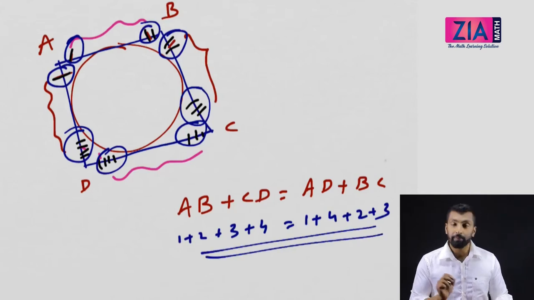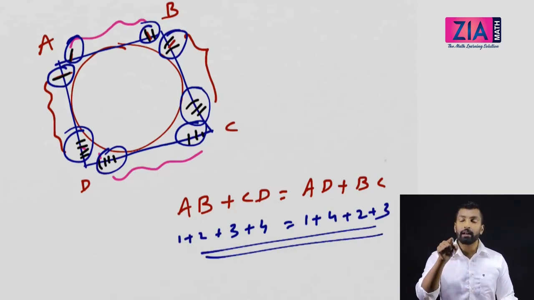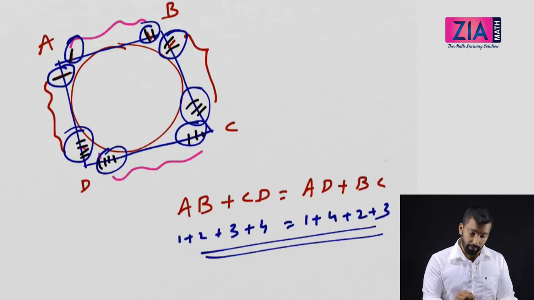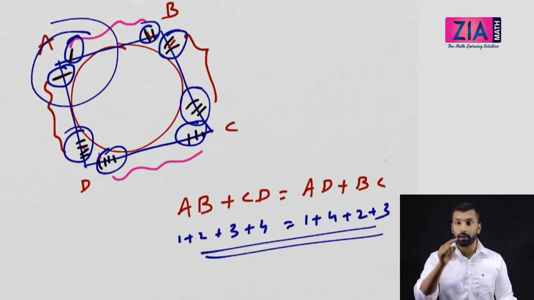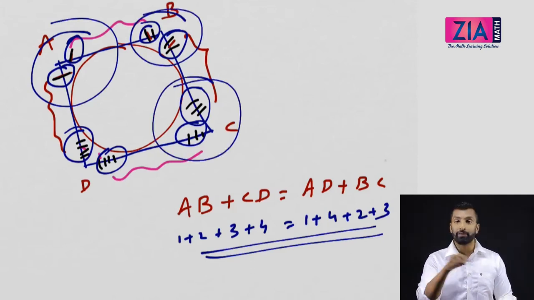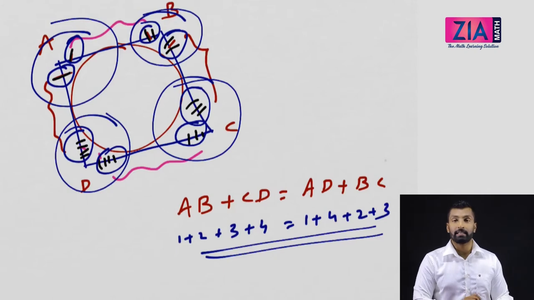So these are actually equal. Now why is it equal? That is because of the property that we have learned. Because these two sides are equal, two tangents from the external point. This is also two tangents from the external point. This is also two tangents from the external point.